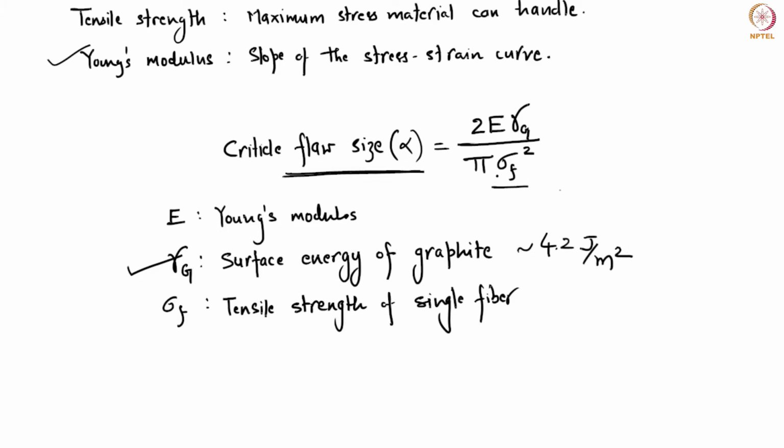And the sigma F is the tensile strength of an individual fiber. Okay, there have been certain modifications to this relationship, and people have, instead of considering the surface energy for graphite, also considered the surface energy that is experimentally calculated for a set of carbon fibers or a type of carbon fiber, or the ratio of surface energy of carbon fiber to that of graphite. However, one thing that is clear from this relationship, your flaw size is indeed directly proportional to the Young's modulus.